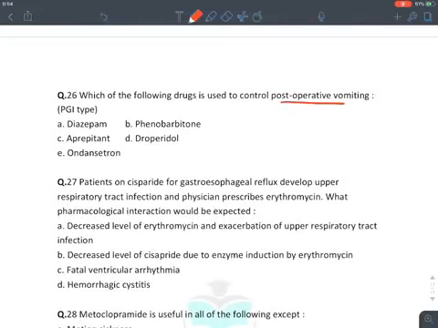Which of the following drugs is used to control post-operative nausea and vomiting? So for post-operative nausea and vomiting, we can use any drug which is acting on the CTZ area. So we can give droperidol or ondansetron.